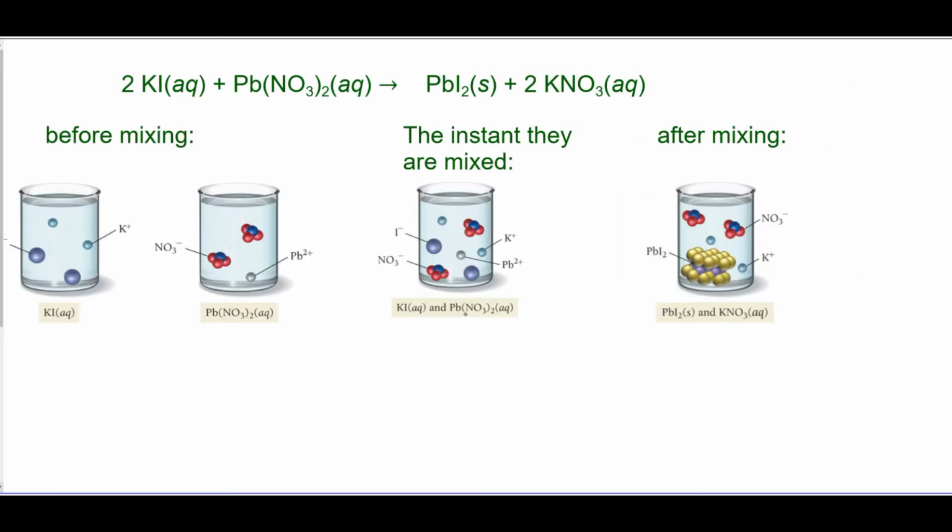Here's another example. We have, again, potassium iodide, and this time it's lead nitrate. So before we mix them, they're separate. Once you mix them, they start bumping into each other and reacting, and eventually you get the lead iodide solid, so it's at the bottom, and then the potassium nitrate, because it's soluble, it's ionizing. Let's take a look at the animation.